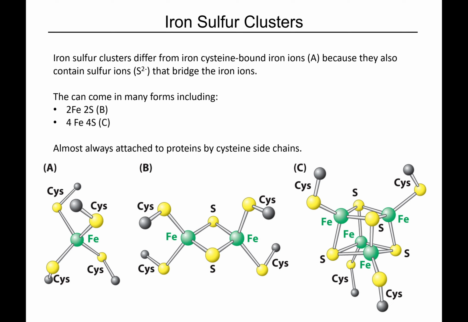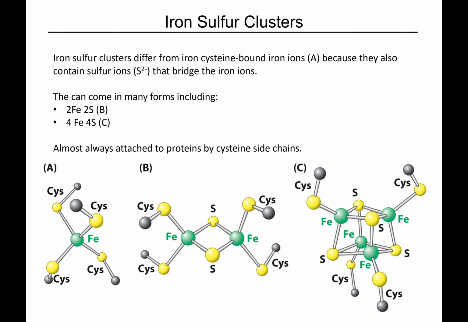More typical iron sulfur clusters are the 2 iron 2 sulfur or 4 iron 4 sulfur. The idea here for the 2 iron 2 sulfur is there's 2 irons with 2 sulfurs bridging, and then each iron is covalently linked to 2 cysteines. So this iron sulfur cluster consists of 2 iron atoms, 2 sulfur atoms, anchored in place through coordination with cysteine side chains. The same thing goes with a 4 iron 4 sulfur, except this time there are 4 irons and 4 sulfurs.